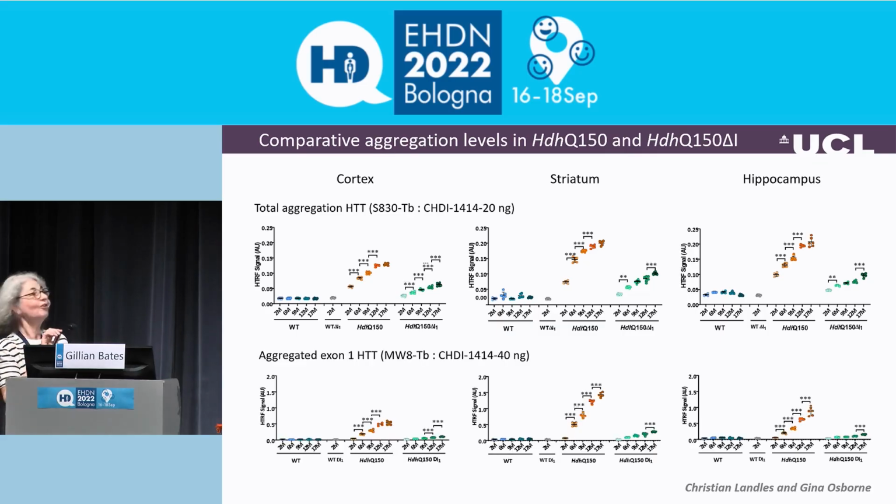Sorry, I'm too far away. This is an exon 1 aggregation assay, so it's just detecting exon 1 aggregation. We can see that there's, again, exon 1 aggregation in the knock-in model. And while we can see trace amounts of it here, it's much reduced in these mice.